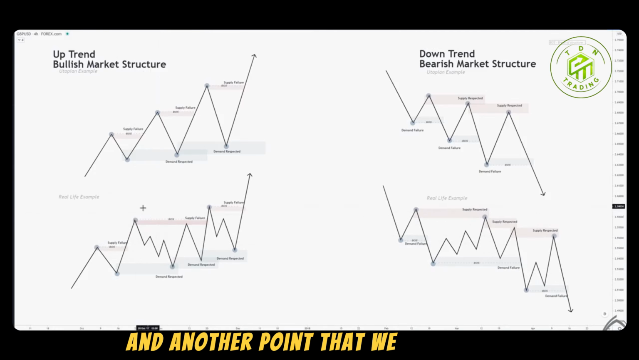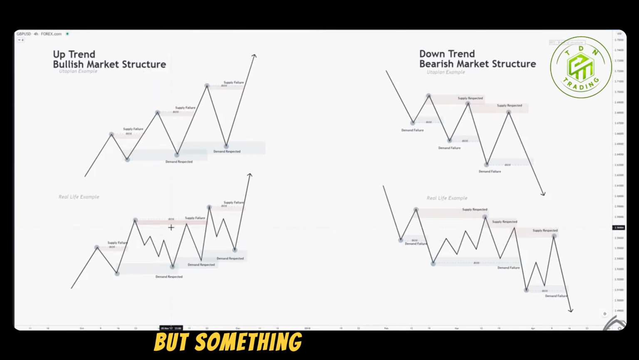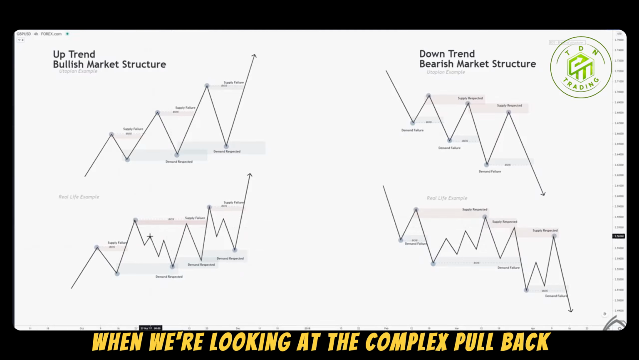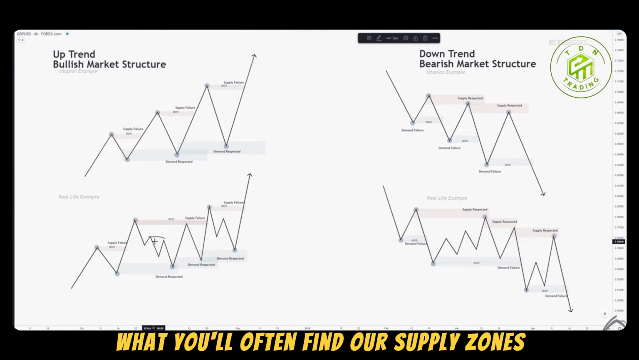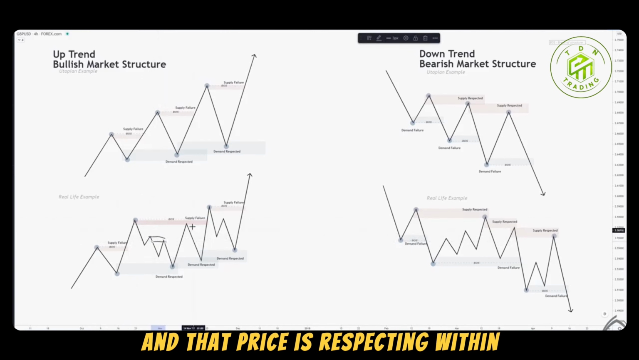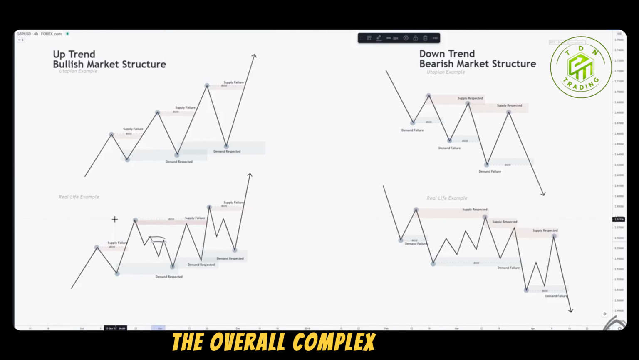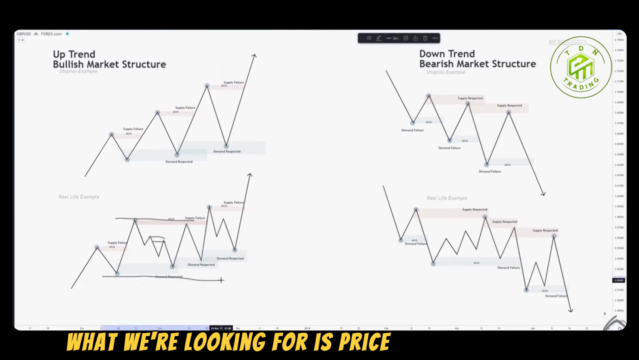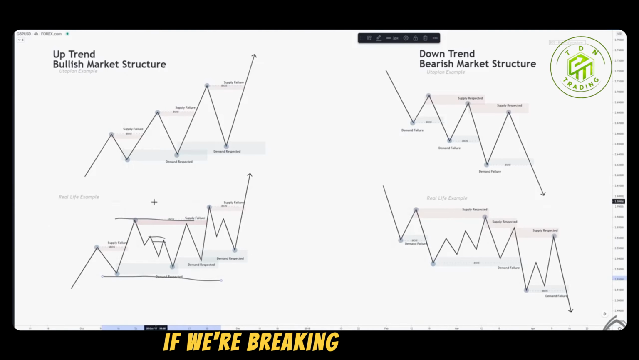And another point that we can add on that's a little bit more advanced, but something that I touched on in the supply and demand section: when we're looking at the complex pullback, what you'll often find are supply zones that are created and that price is respecting within the overall complex pullback. But again, what we're looking for is price within this range. If we're breaking to the upside, we'd be creating a higher high, which continues our uptrend. Or if we break to the downside, we invalidate our bull trend.